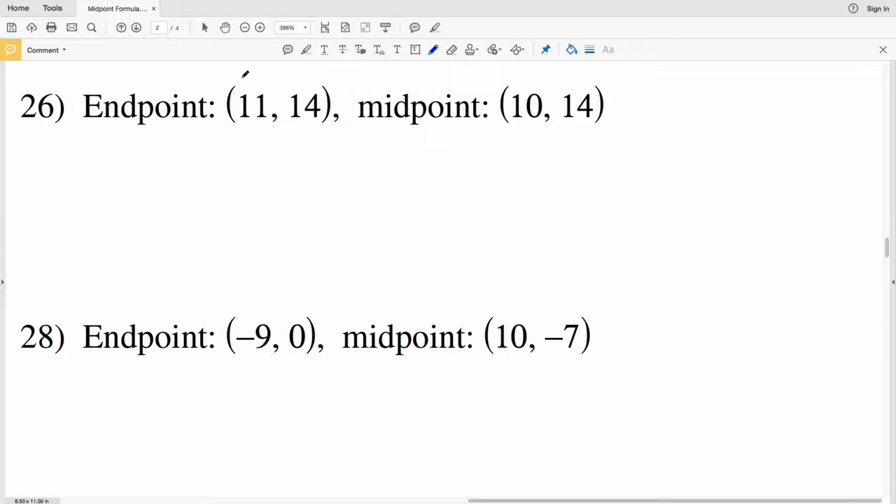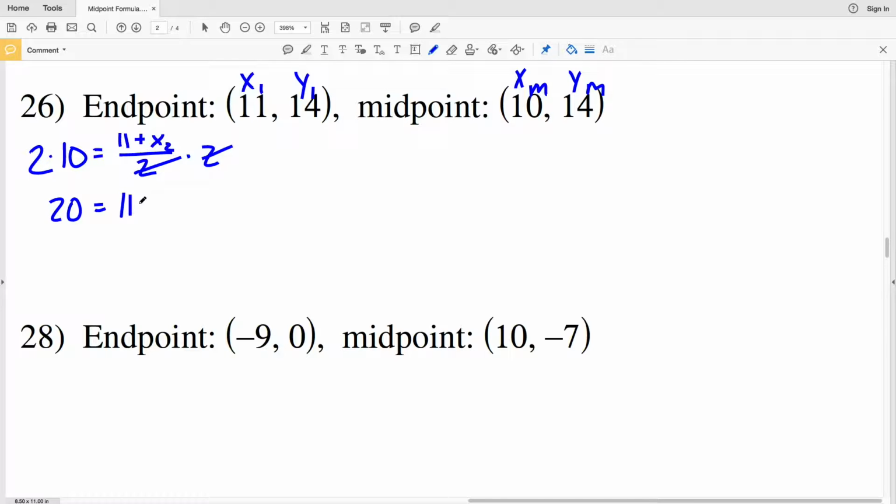In number 26, I'll label x sub 1, y sub 1, and then x sub m and y sub m. So x sub m, 10, equals x sub 1, 11, plus x sub 2 divided by 2. Multiplying both sides by 2, I'll get that 20 is equal to 11 plus x sub 2, and then subtracting by 11, 20 minus 11 is a positive 9, and 9 is equal to x sub 2.